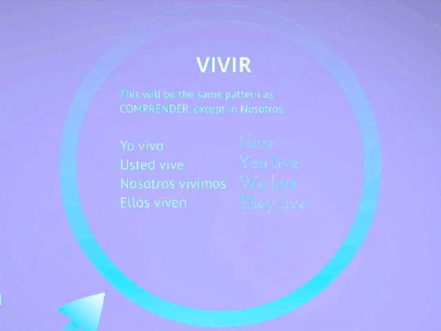Now what about IR verbs like vivir, to live? Well, I promised before that IR and ER verbs are a lot alike, and so they are. The only place they're different is in nosotros, where you're going to have an E, or "ee" in English sound, instead of the "eh." So let's go through this conjugation together. Repeat after me. Yo vivo. Usted vive. Nosotros vivimos. Ellos viven.